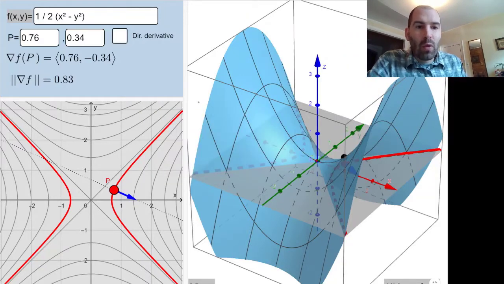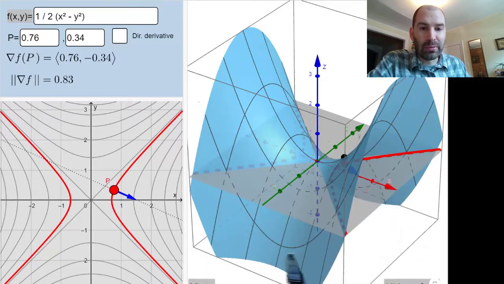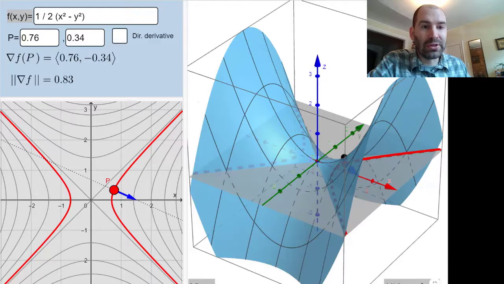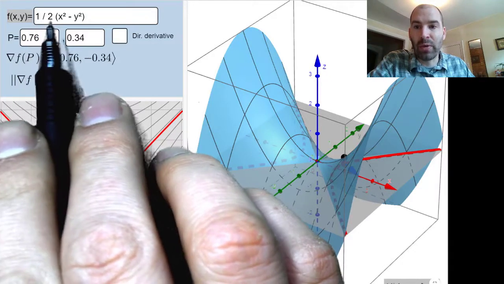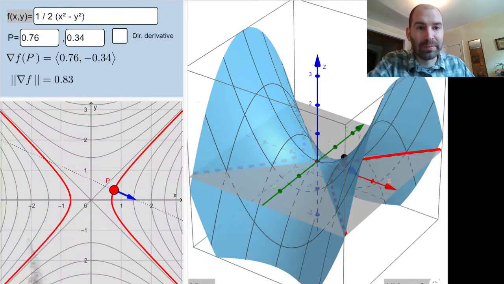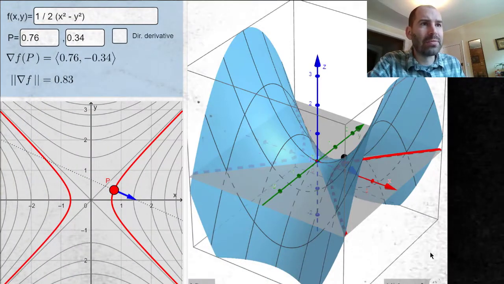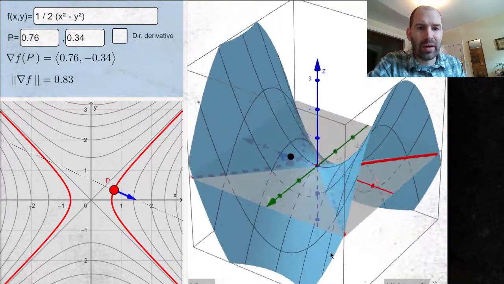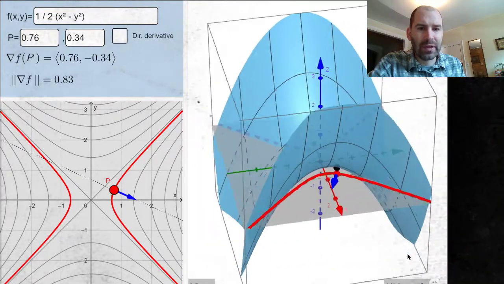Okay, so what we're seeing is the graph of a function of two variables here. That's what this blue surface represents. It's a graph of a function of two variables. And by the way, that function is written right here. It's 1/2 x squared minus y squared. Let me spin that around a little bit so you can get a clear picture of what that graph looks like.